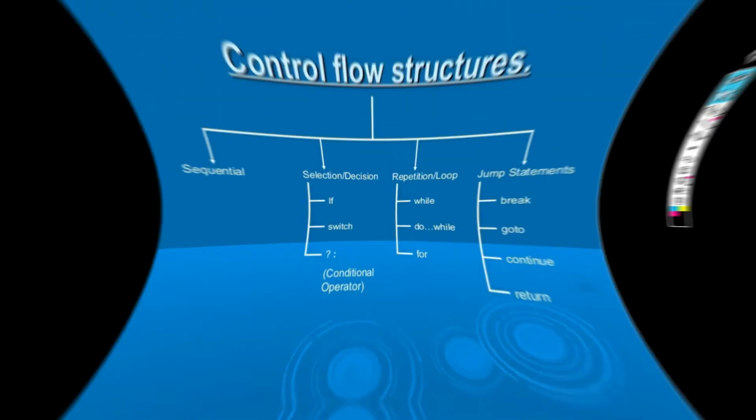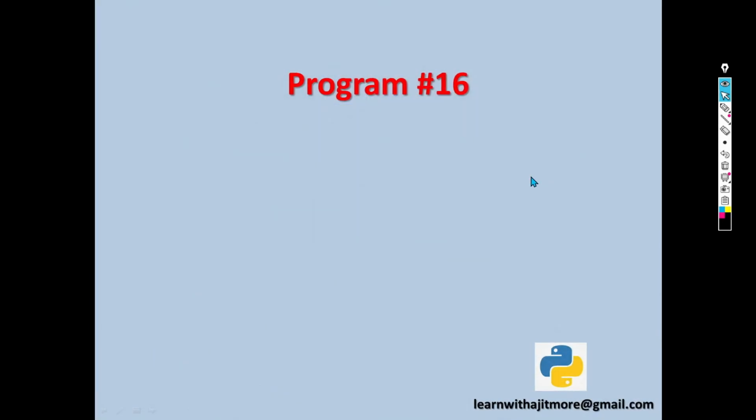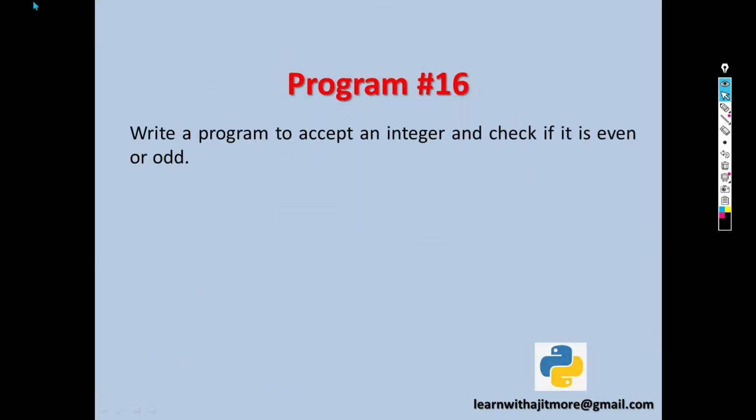Let's quickly start with problem number 16. In all the previous problems we had used the basic concepts of programming like variables, operators, input and output. From here onwards we are going to start with control flow instructions like if else, loops, for loop and while loop, and transfer instructions like break and continue. All this we will be discussing in the coming problems. Now let's start with problem number 16.